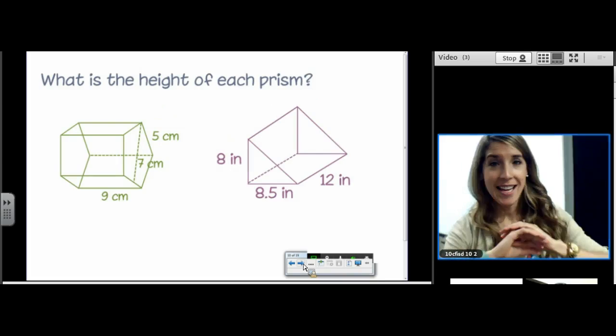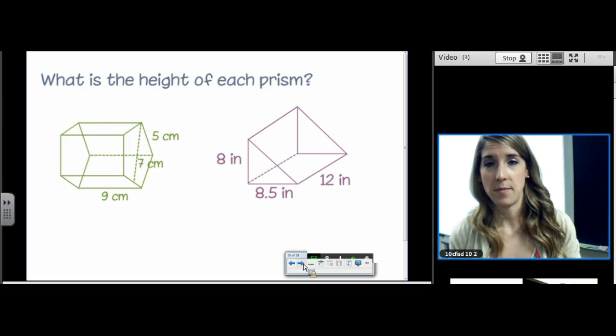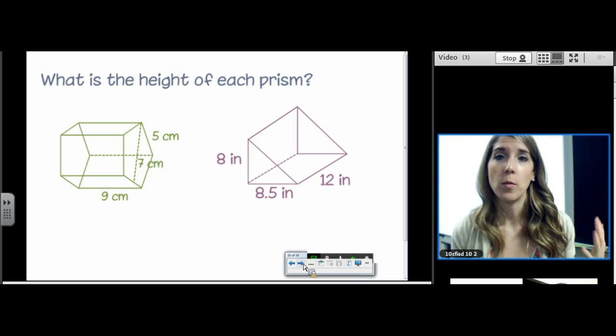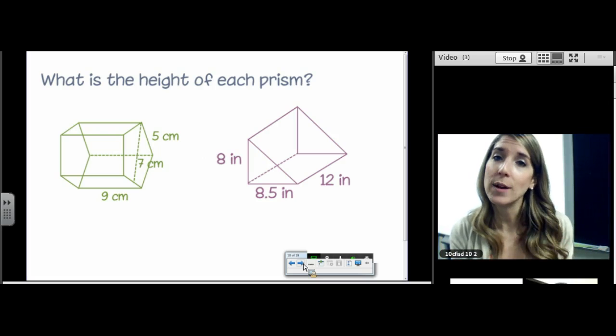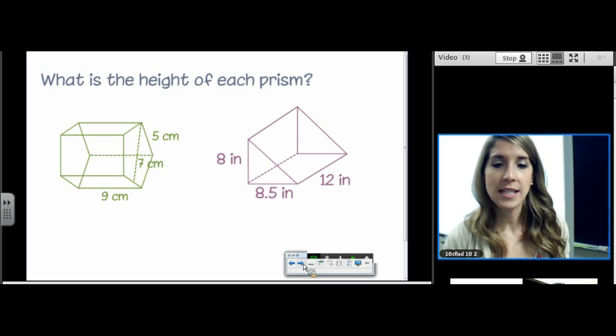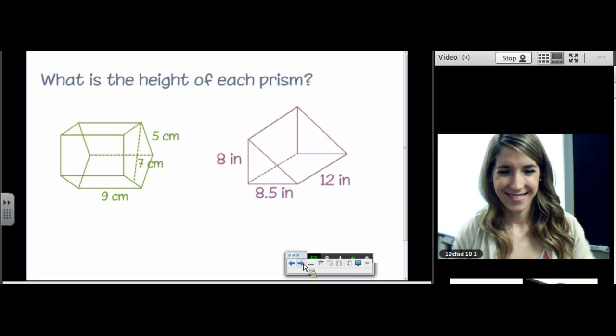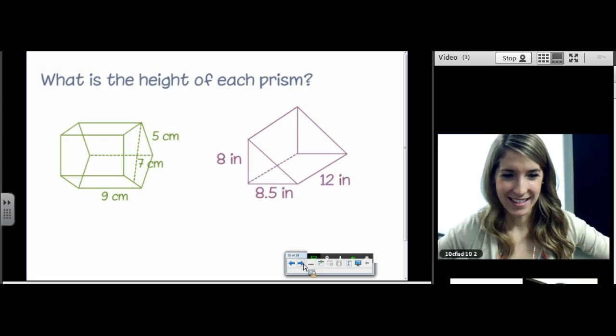Okay, like I said, this is one that students get really confused about. I put all sorts of values up there. I want you to confirm which one is the actual height of the prism. So in the green one, which one of those numbers is the height of the prism? Be careful. I can't trick you guys.